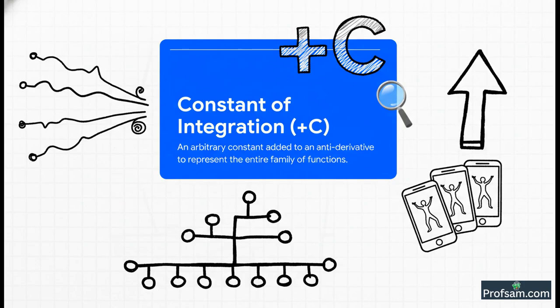Well, we introduce a new character into our story, the constant of integration, which we write as a simple plus c. Here's an analogy for you. Think of the derivative, 2x, as the final viral TikTok dance. The antiderivative is the original choreography, but you could do that exact same dance in your bedroom, in a park, or on a stage. The location is like the plus c. It changes your starting point, but the dance moves, the derivative, stay exactly the same. So, plus c covers all the possible starting points.